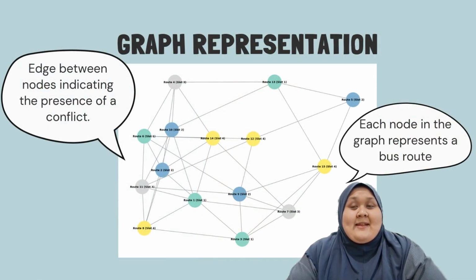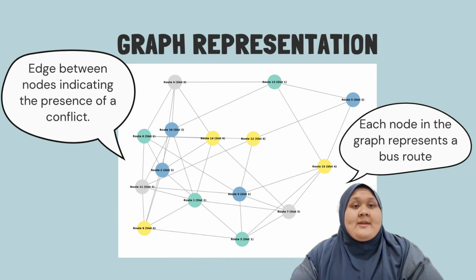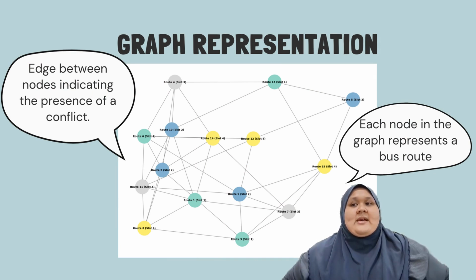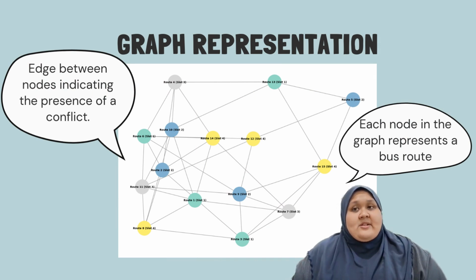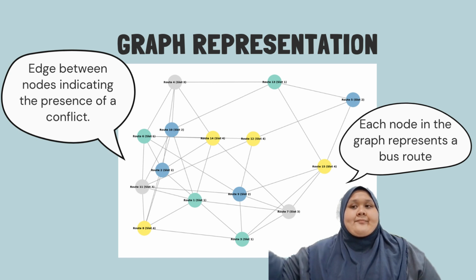Now I will be presenting the graph representation of our bus scheduling problem using graph coloring technique. This graph represents the relationship between different bus routes based on scheduling conflict. Each node in the graph corresponds to a specific bus route, and edges indicate that those routes cannot be assigned to the same time slot due to overlap.